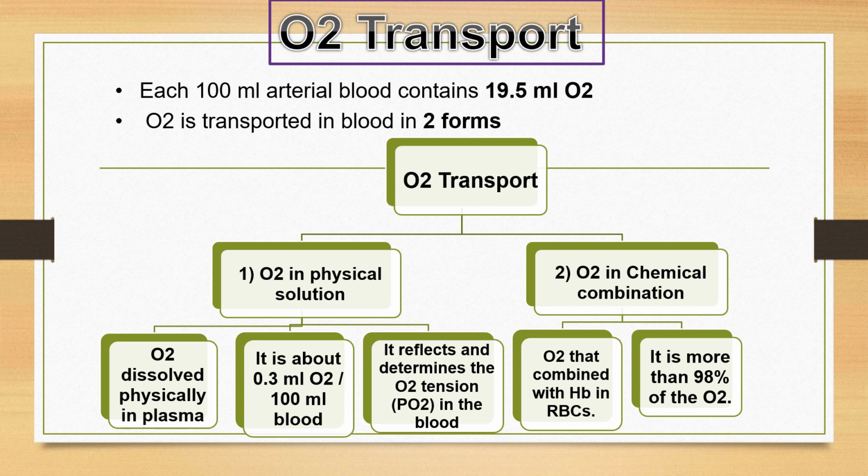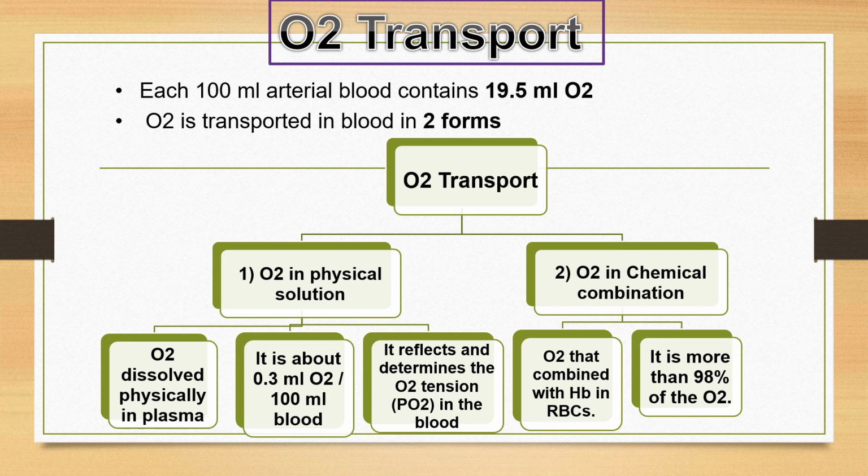So when I mention the PO2 in blood, I mention the amount physically dissolved, and it will reflect the amount of oxygen loaded on the blood and the direction of the oxygen. Oxygen will be transported from an area that has PO2 higher than the other compartment.